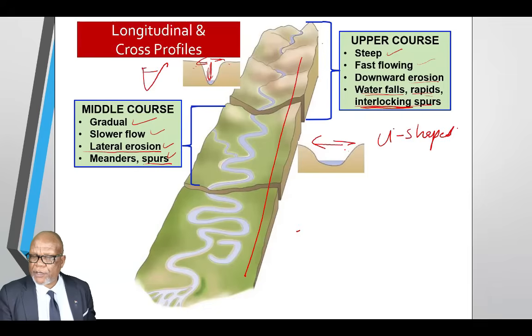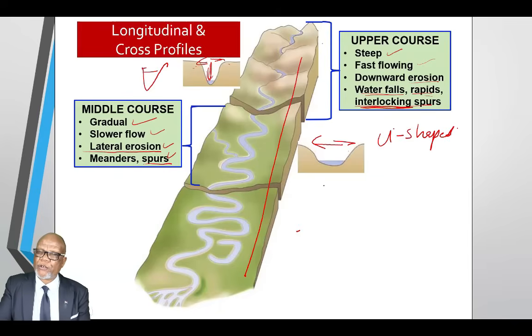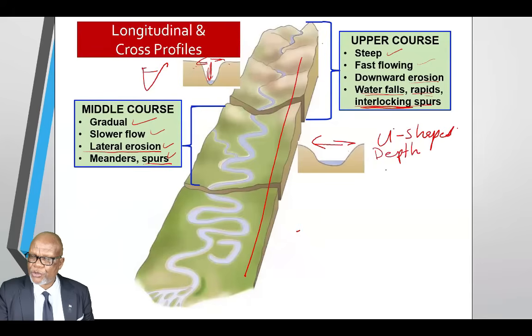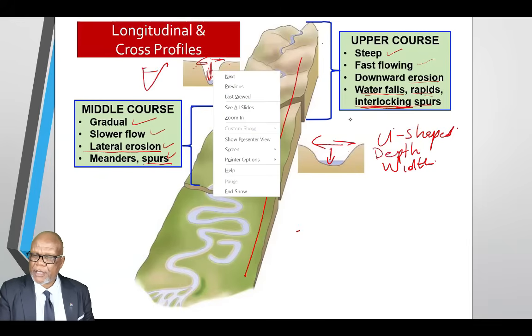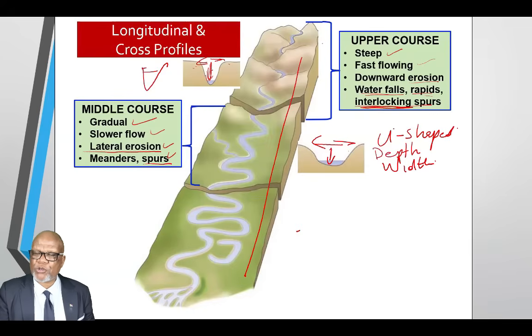But when looking at vertical erosion, it results in the deepening of the river. So what do you see from the cross section? You see the width and you see the depth. Then you can compare: you say the river is deeper in the upper course, but it's wider in the middle course compared to the upper course.